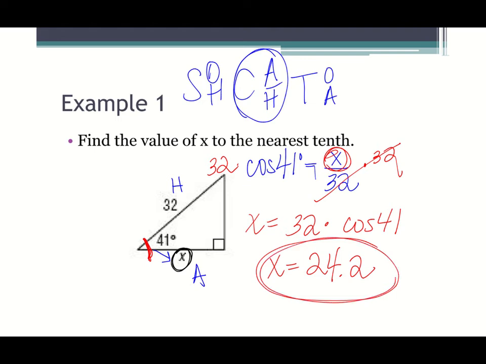And a nice quick check is that, one, it can't be negative. So if you get any negatives, you know you did it wrong. Also, it has to be smaller than the hypotenuse because the hypotenuse is the longest side. So it is. So that's a kind of a good indicator that it might be the right answer. So we have 24.2 as our missing side.